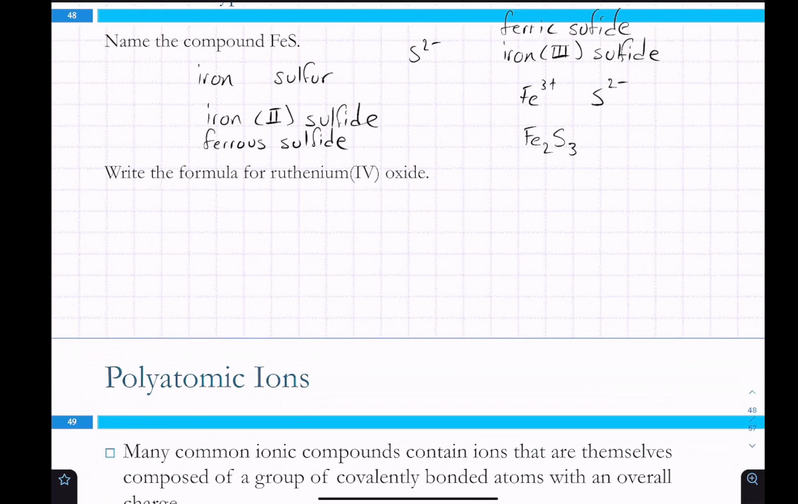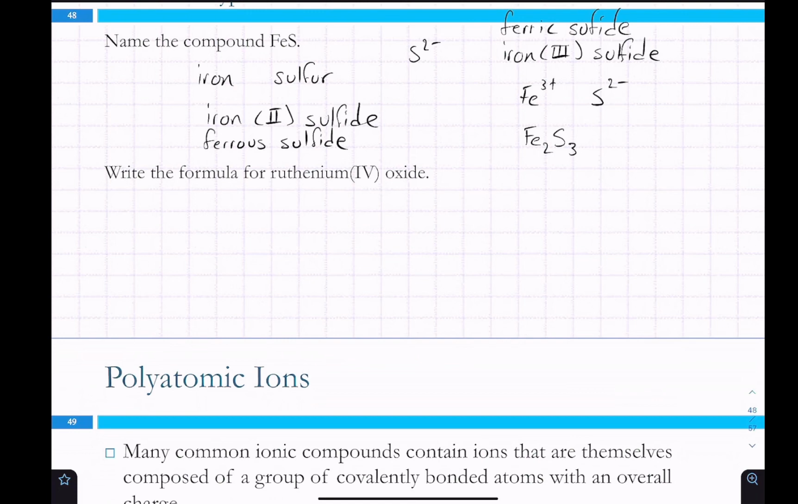Write the formula for ruthenium(IV) oxide. So again, ionic compound because ruthenium is a metal. Ru.